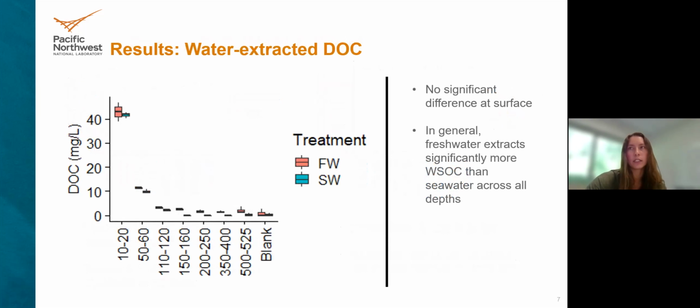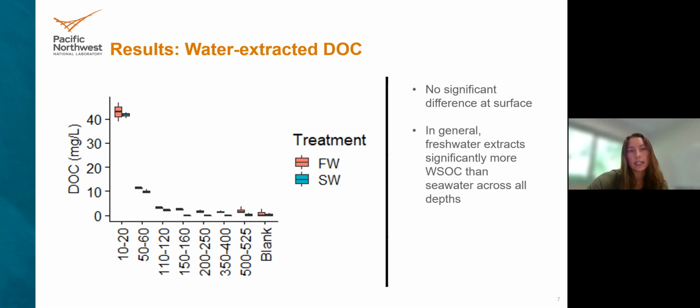Next, looking at water extracted DOC concentrations, we found that between the two treatments, there was no significant difference for concentrations of DOC in the surface soils of 10 to 20 centimeters, but that in general, freshwater extracted significantly more water-soluble organic carbon than soils that were treated with seawater. Note that all these samples were blank corrected to account for background carbon signatures contained in the seawater.